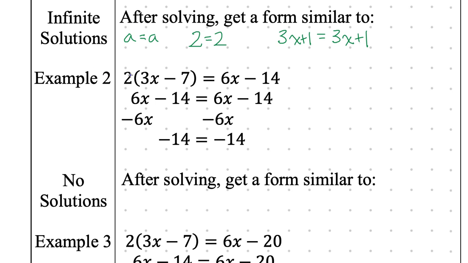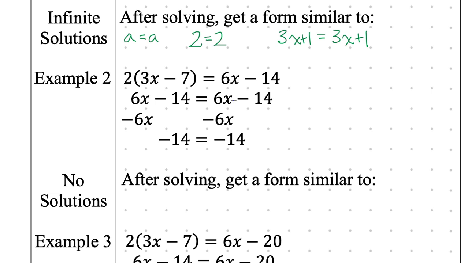It's very similar to example 1. You have distribution on the left-hand side. We distributed the 2, and we got 6x minus 14. But the right side is also 6x minus 14. What's up, Charles? Can you write in how we would get other answers? If you want, yeah.